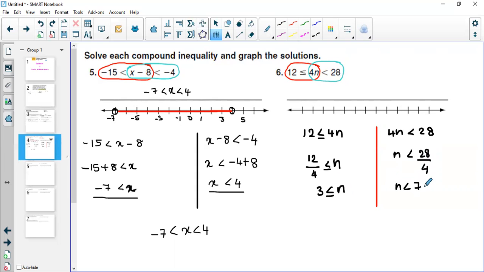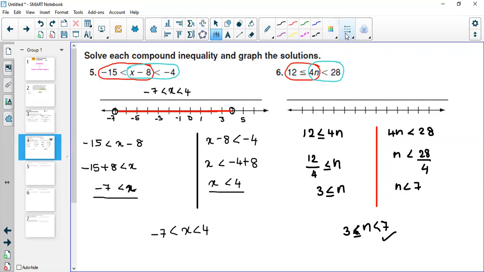Now let's try to write the compound inequality. The variable given for us in this question is n, so it should always have the lesser sign. Here we have 3 is less than or equal to n, so I'm writing 3 is less than or equal to n. How about the other inequality? It says n is less than 7. So this compound inequality is correct, because 3 is definitely less than 7. Similarly, here, negative 7 is less than 4.